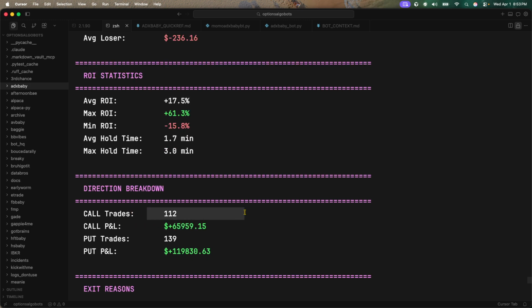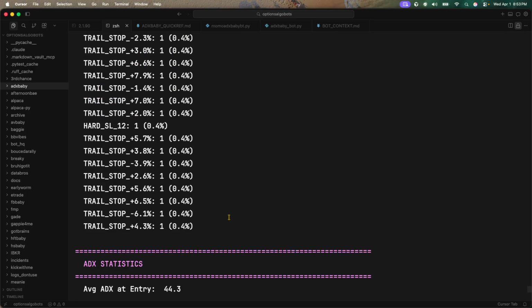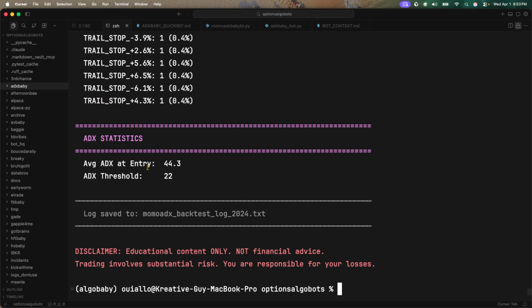So we had 117 call trades, 139 put trades, and here's our exit reasons. And as you can see, our average ADX at entry was 44. So the market was super trending, and our ADX threshold was 22.